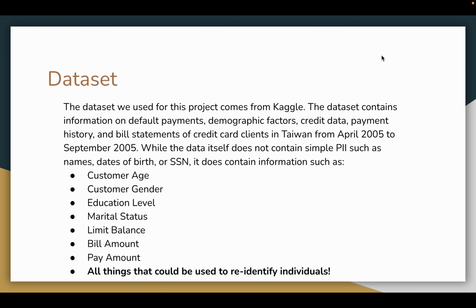So the dataset we have here has customer age, customer gender, education levels, marital status, limit balance, bill amount, and pay amount. These are the types of things we have in our dataset, not other PII like name, date of birth, or SSN. We don't have that. We got this data from the Kaggle dataset forum.